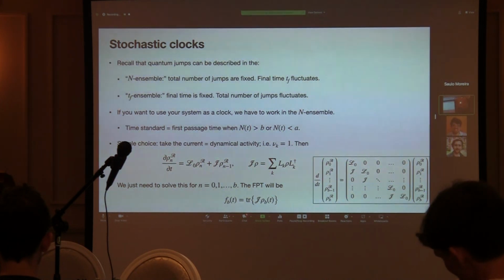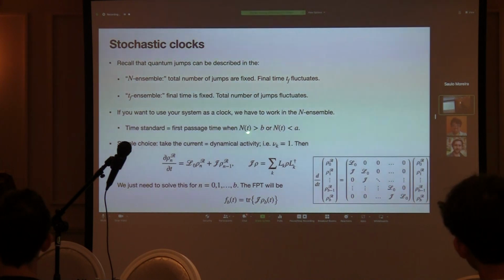So just to give an illustration of this, suppose you just take the dynamical activity, so you take all of your nu_k to be 1, and then your charge resolved master equation is going to be essentially such that rho_n only gets a flow from below, right? Because the charges can only go up. And so in this case, your region is essentially 0 to a certain b, right? That's all you need to consider.